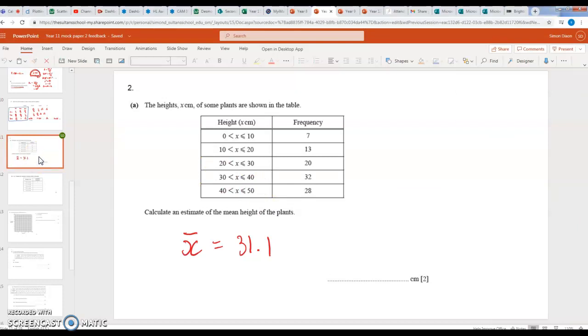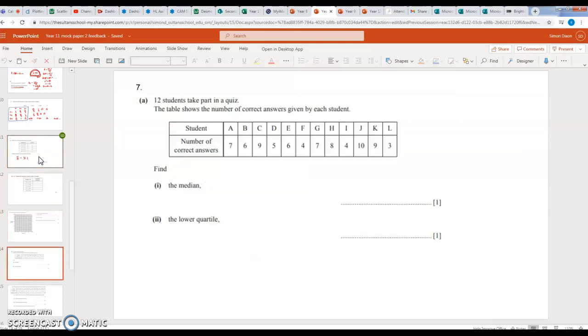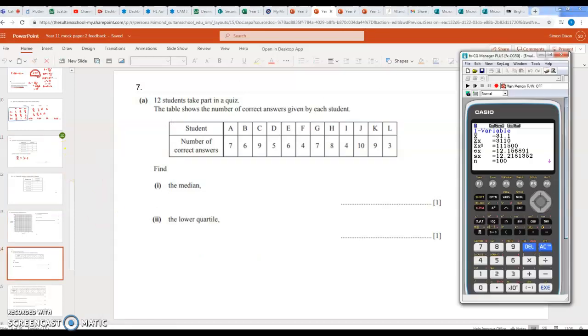Now, let's go down to another. These don't require particular calculator use. This one we can do with a calculator. Okay, so let me just get it up on my iPad as well. So we can also get the calculator to do all the work for me here. Again, make sure everything is deleted before you start a question, otherwise it will inevitably mean you'll get things wrong. So just put the numbers in. 7, 6, 9, 5, 6, 4, 7, 8, 4, 10, 9, 3.